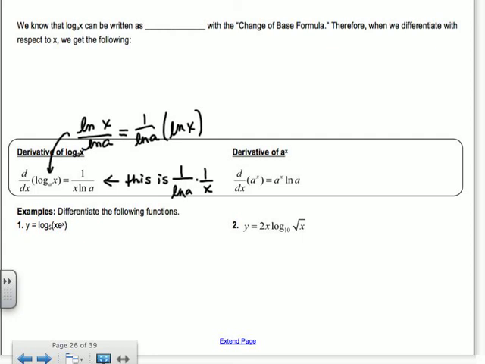And then the last one's kind of hard. The derivative of a to the x is itself, kind of like e to the x was itself, but times natural log of a. So that's why the derivative of e to the x was just itself, since natural log of e is 1.